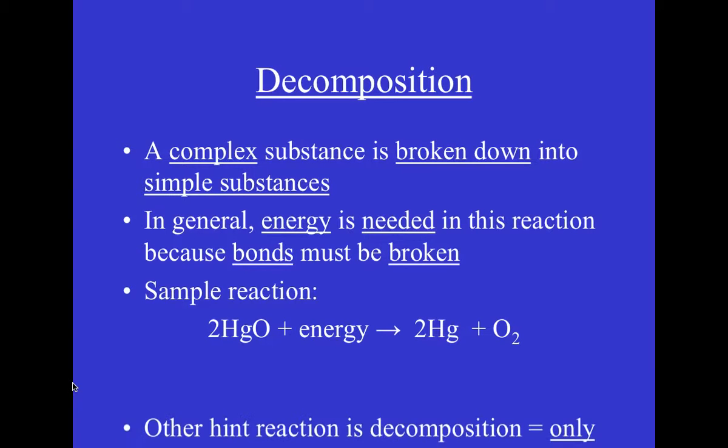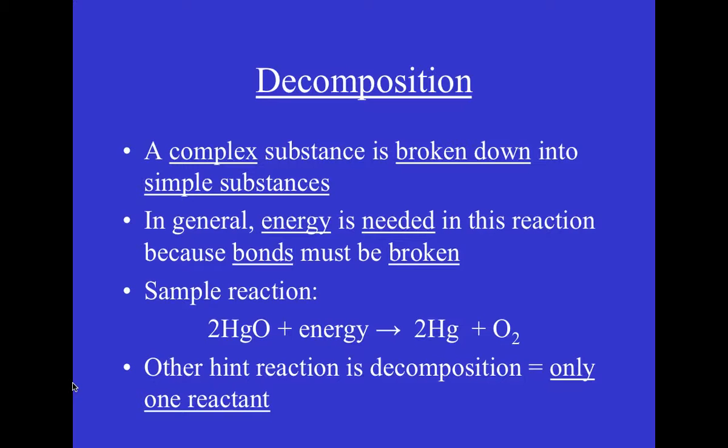If I'm looking at a reaction and trying to classify it as decomposition, we see that we have only one reactant. So again, we take off energy, it doesn't count. We have one reactant here, my mercury oxide, and I have two products, the mercury and the oxygen.